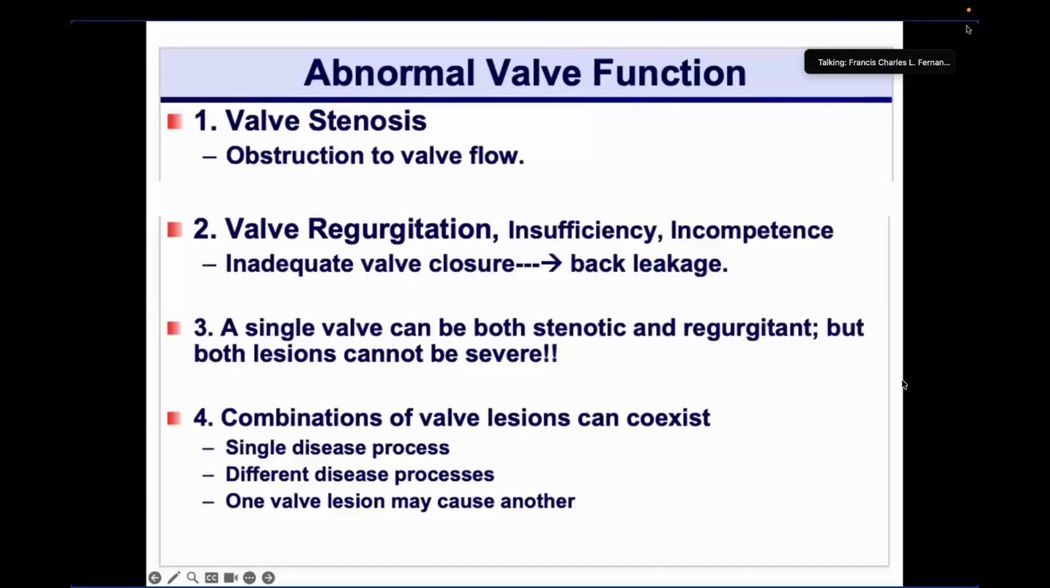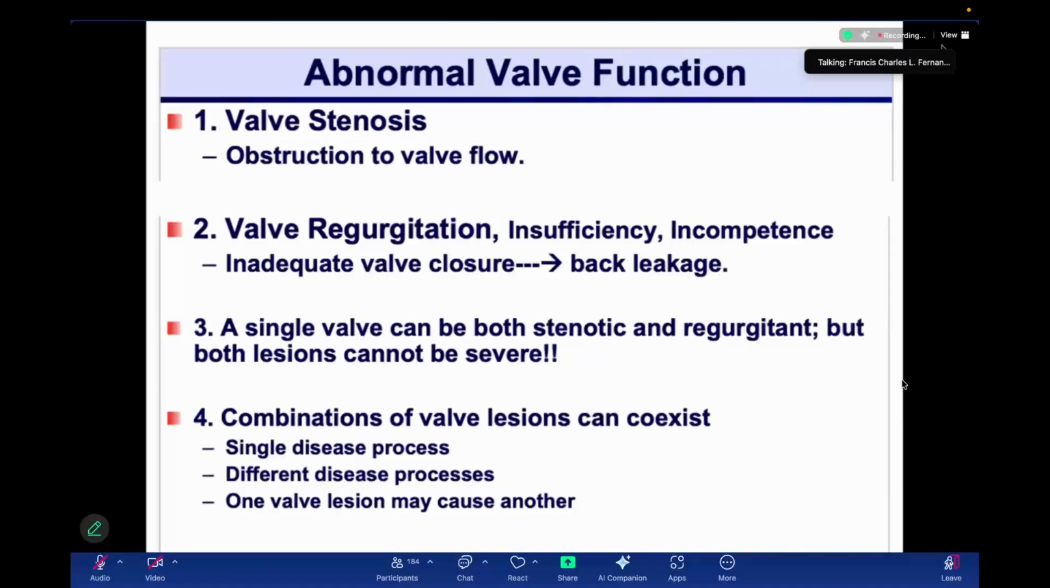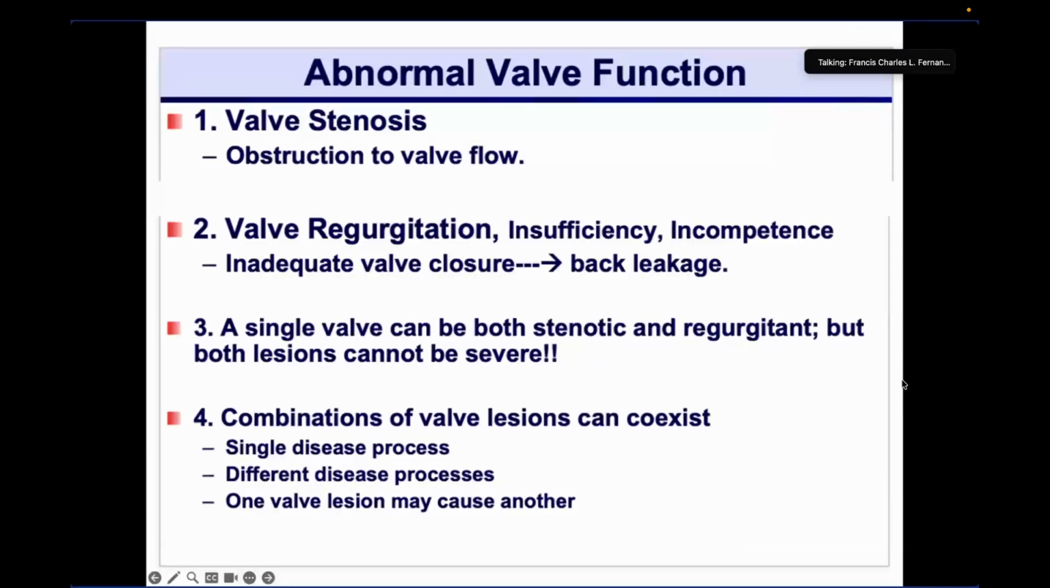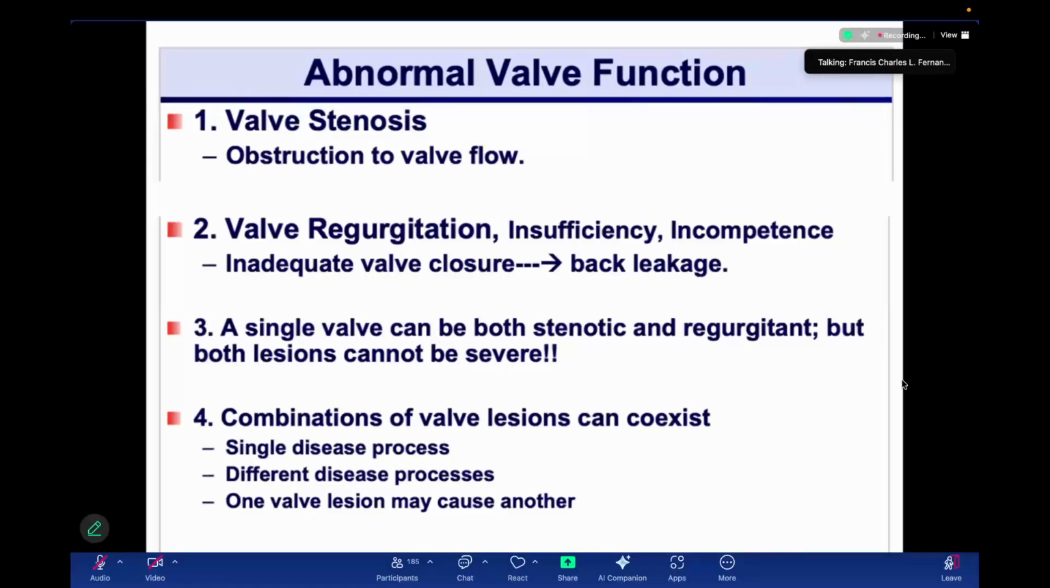So there's a disclaimer on this one. A single valve can be both stenotic or regurgitant, but both lesions cannot be severe. Now that depends, but in a clinical sense, they have to be defined. I shall not go into further details. But in general, the point of this third point is that there is a predominant pathology that will dictate what particular manifestation the patient will have.